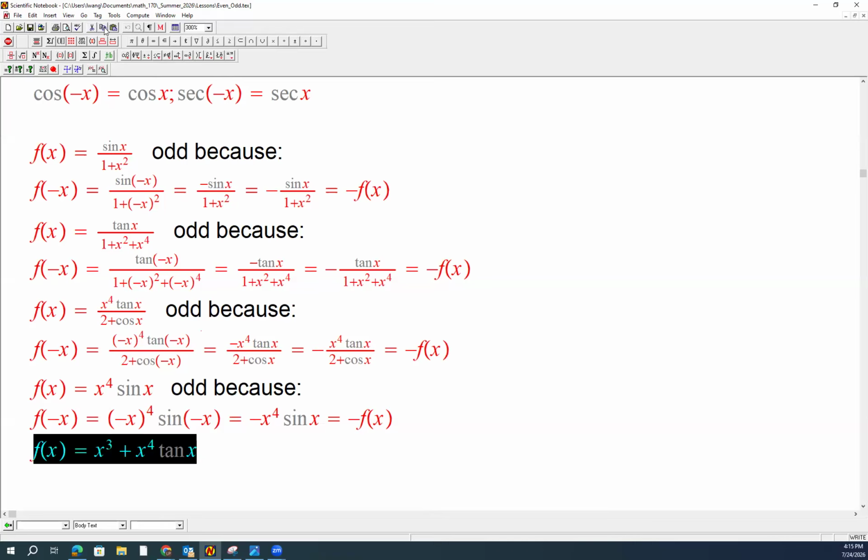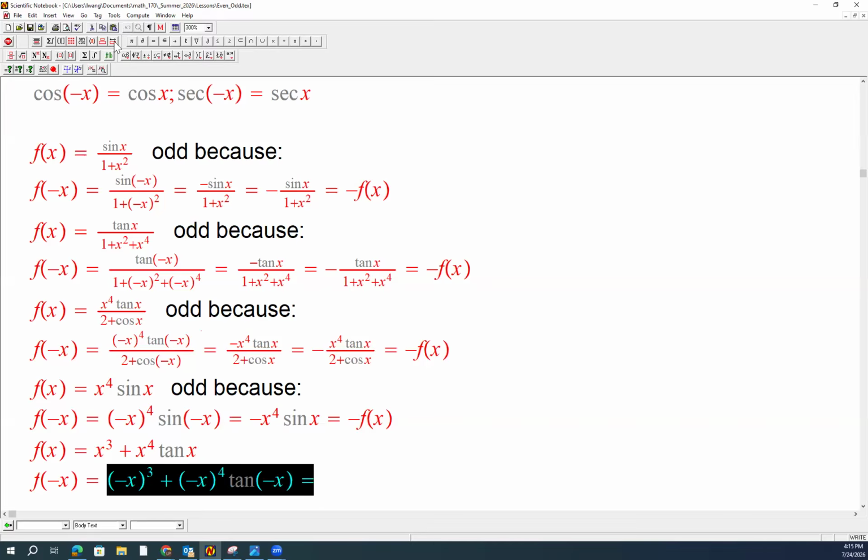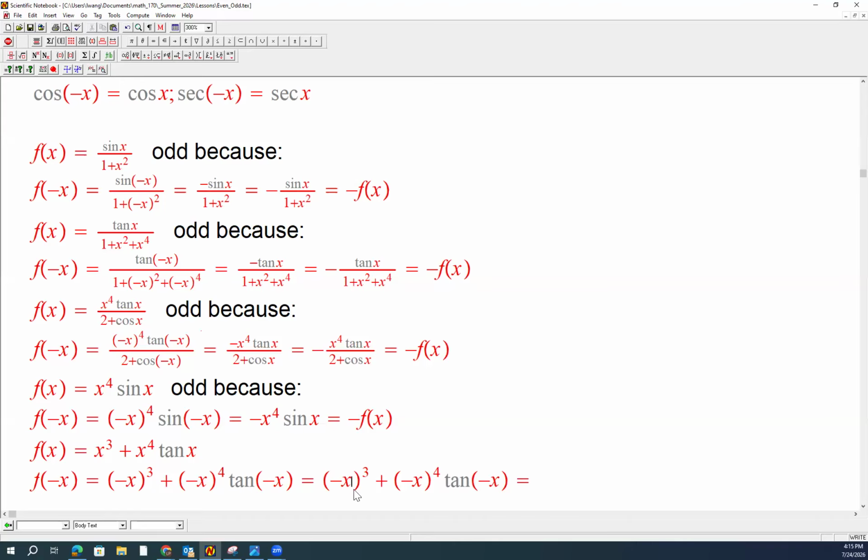Okay, so last one, last but not least. Negative x, everything x will be replaced by negative x. All right, and so now we got negative x raised to the power 3, that's going to be negative x raised to the power 3. Negative x to the power 4 is just x to the power 4. Tangent of negative x is negative tangent x.